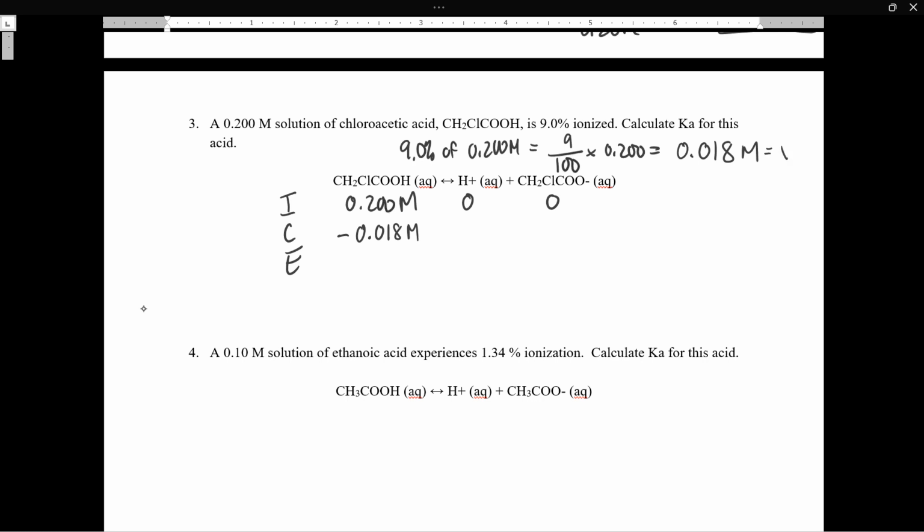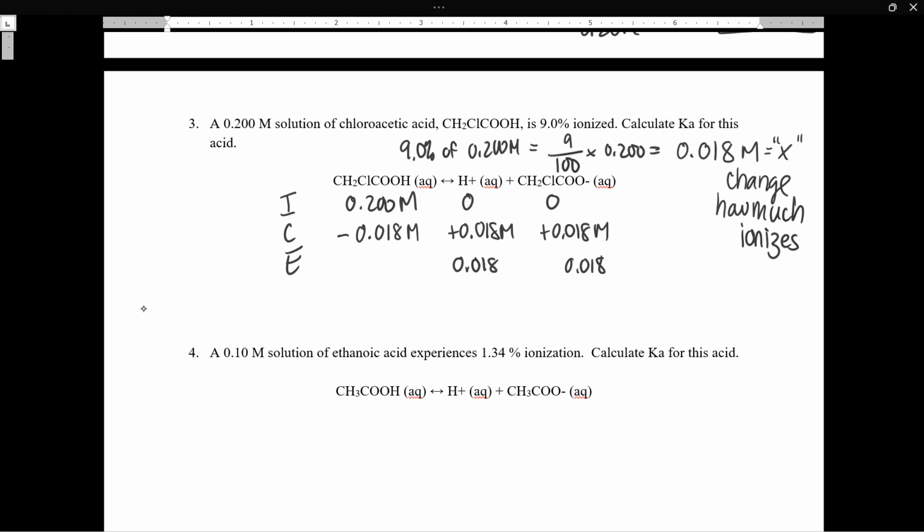Remember, this is basically the value of X in your ice chart. It represents the change. That's how much of your reactant, which is a molecule, turns into products, which are the ions. So 0.018 of it gets used up, and then we form 0.018 of these. If I fill in the rest of my ice chart, here is what I get. This is 0.182. And then in this case, I don't know what K is. That's what I'm trying to solve. So I'm trying to figure out what is the value of K.